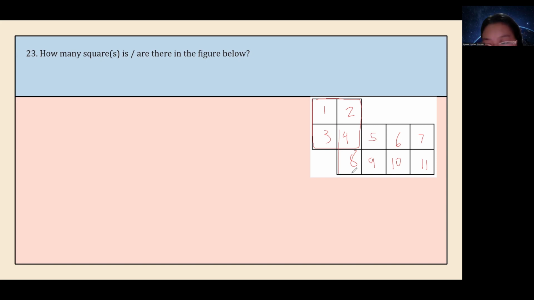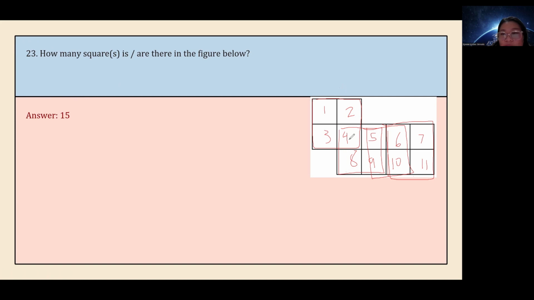No, 11, 12. This one is 13. And then, oh, we have this one. 14, 13. Sorry. 13. And then this one is 14. Again, 11, 12, 13, 14, 15. Okay. So correct answer is 15.